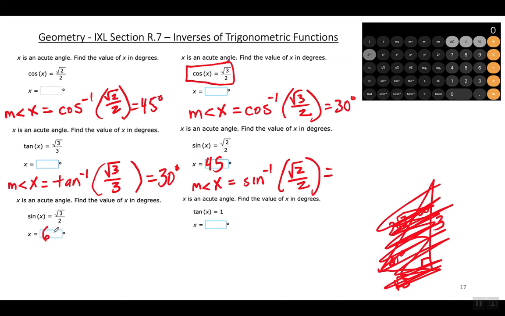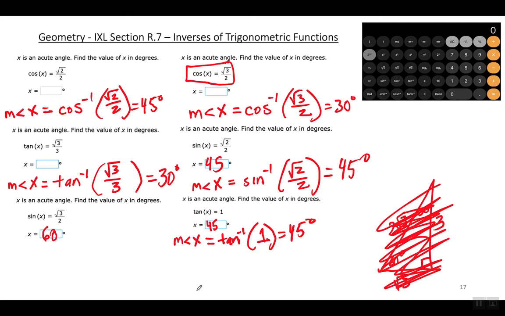All right, this one's 60, and by the way, this one was 45 degrees. And the last one, you just put 1, and then hit the inverse of tangent button, and you get 45 degrees. And for that one, I am going to show you how that relates to the special right triangle so you can see something. By the way, in case anybody's confused by it, the measure of angle x equals the inverse of tangent 1, which equals 45 degrees.